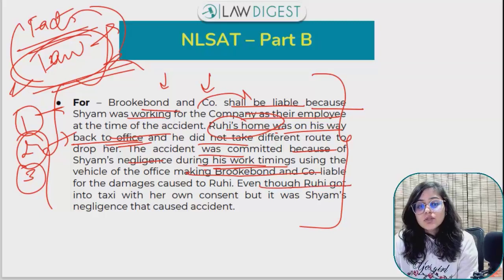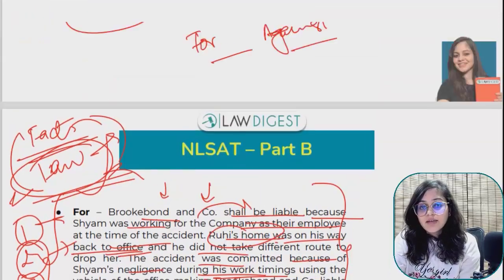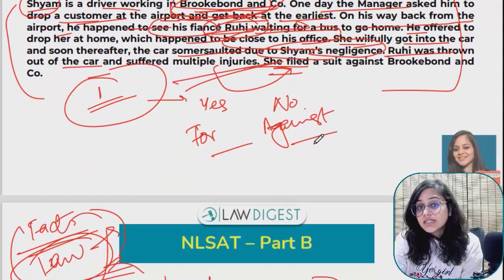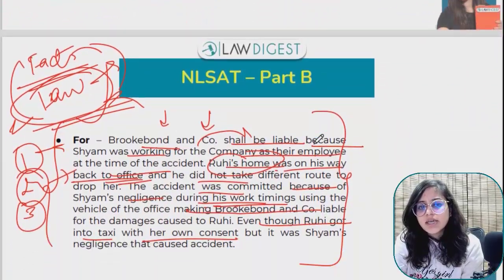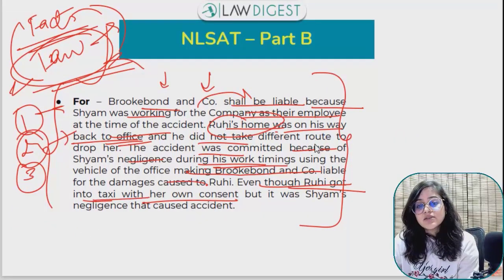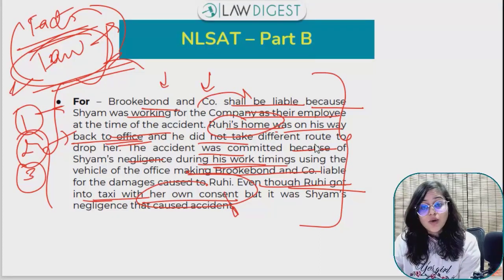Now, fourth is even though Ruhi got into the taxi with her own consent. Here, as we see above, they have clearly provided that she willfully got into the car. Now, how to get out of this particular circumstance? What reasoning can we give to get over this? Here we have stated even though Ruhi got into the taxi with her own consent, this fact is going against us. But how do we turn it into our favor?